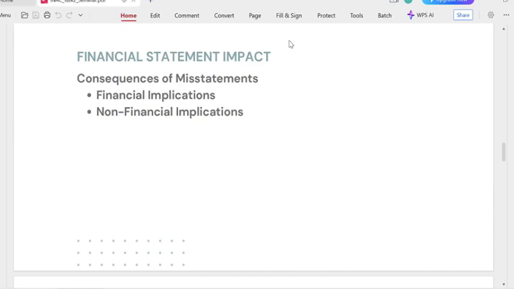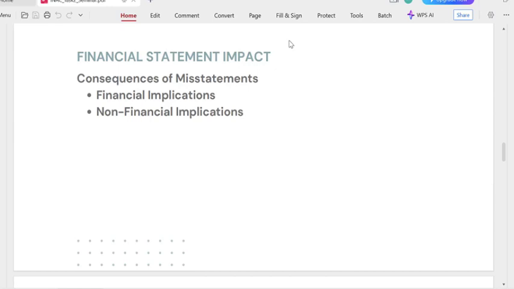That can be true for the investor, for your supplier, for your customer, for the government, for the tax authorities. Anyone reading those financial statements is going to make wrong financial decisions. This is financial implication.